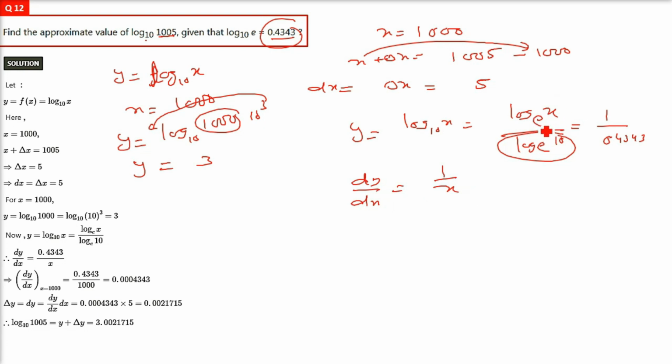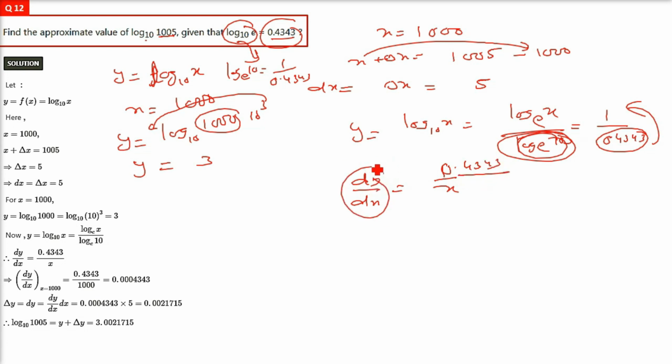But the denominator, log base e 10, is equal to 1 by log base 10 e. So this is the reciprocal. I am saying log e base 10 is 1 by log base 10 e. So this content is going to go up. So we have 0.4343 divided by x. So dy by dx at x equals what? 1000. So at value 1000 it is going to be 0.4343 divided by 1000.